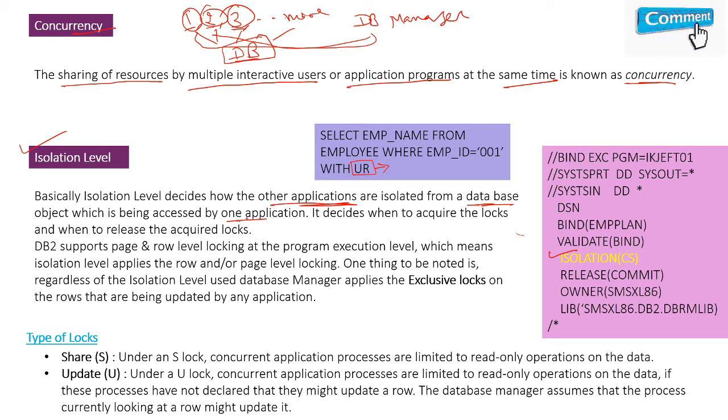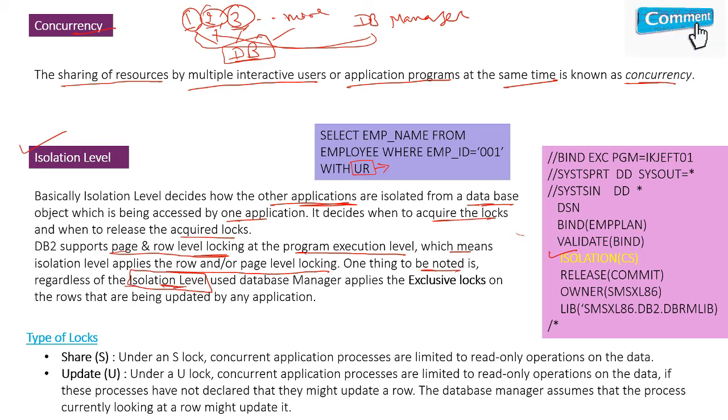Like there are multiple applications or users accessing the same database. So the isolation level locks the row or record and then unlocks, releasing the lock. It decides the approach: when to acquire the lock and when to release the acquired lock. DB2 supports page and row level locking at the program execution level, which means the isolation level applies row or page level locking.